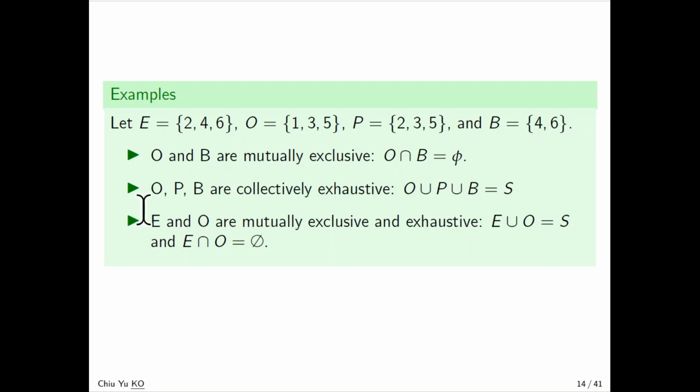Okay, and O, P, B together, the three of them together, is collectively exhaustive because 1, 2, 3, 4, 5, 6, you can figure out, combine them together, you can get the sample space. And even and odd are mutually exclusive and exhaustive, meaning there are no common elements. Mutually exclusive and exhaustive means you combine them up, then it will be the sample space. Okay, that is what we have for this operation of the outcomes and also the properties of outcomes.